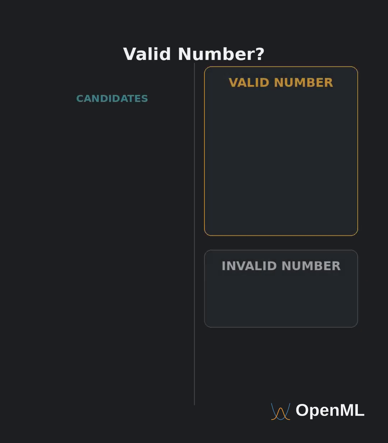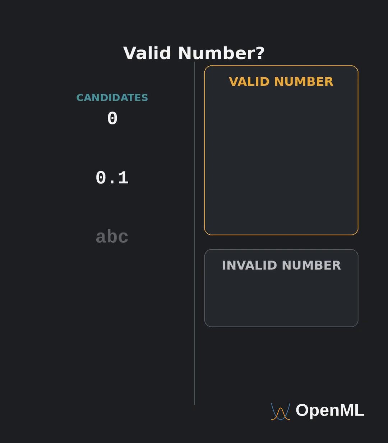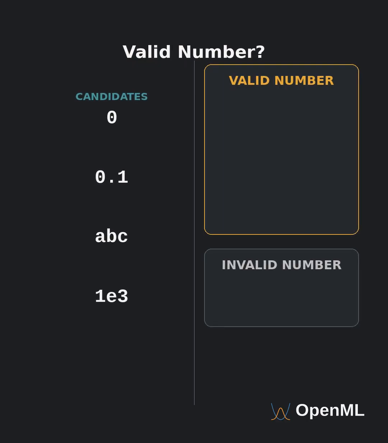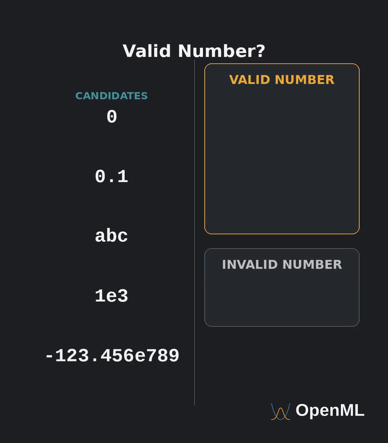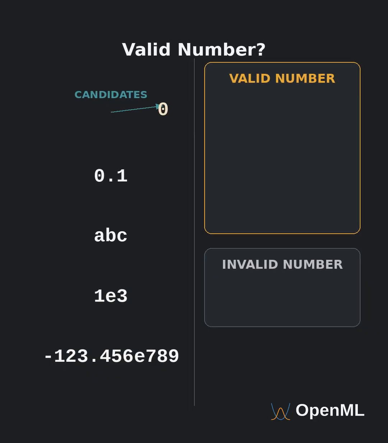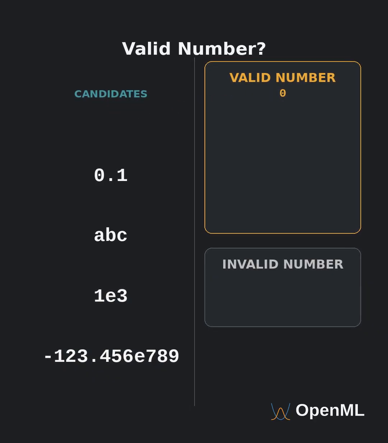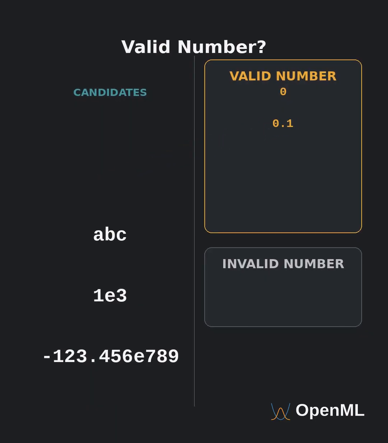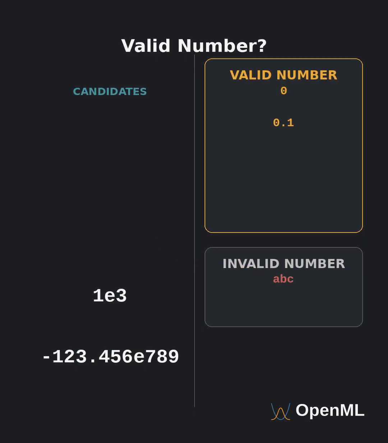Have you ever tried to write a string parser? If you're validating something simple like an integer, it's straightforward. But what happens when you have to handle signs, fractional parts, and scientific notation exponents all at once? A simple string like 0 or -123.456E789 is valid. But configurations like ABC, 1E dot, or a lonely period are completely invalid.